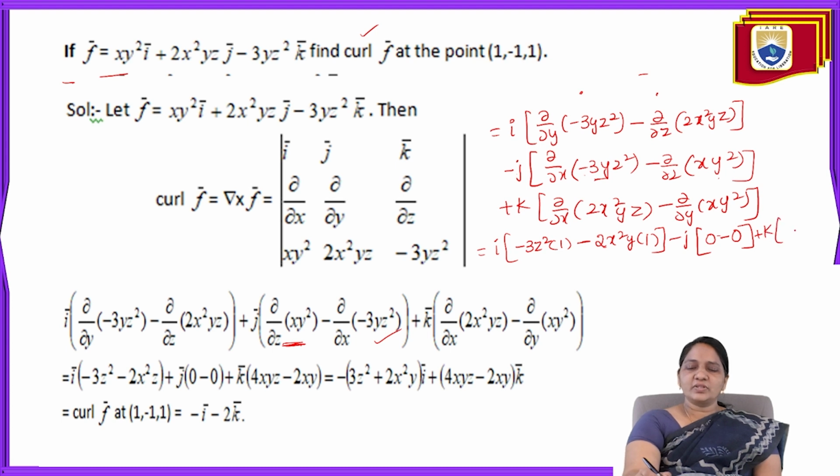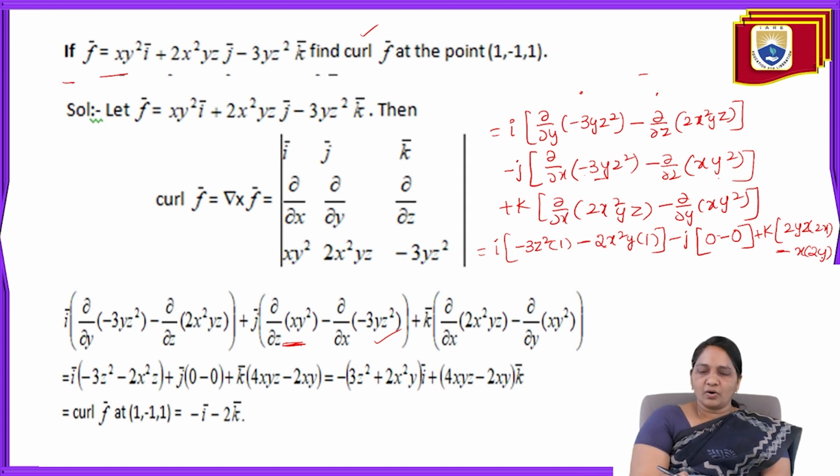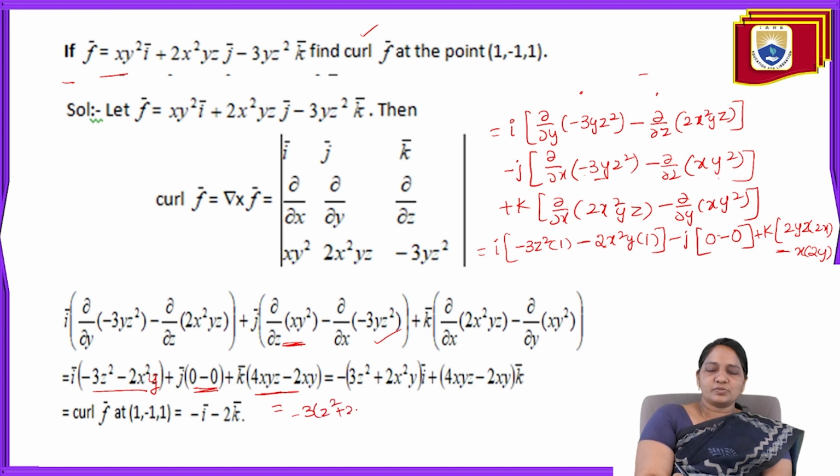Next, plus k. Here, with respect to x, 2yz is constant, so 2yz into 2x, minus, and with respect to y, x into 2y. Now we are simplifying this. First term is i into 3z square minus 2x square y. Second term is 0. Plus k, 4xyz, since 2yz into 2x, minus 2xy. So finally, after simplifying, I am getting minus 3z square plus 2x square y into i bar, plus 4xyz minus 2xy into k bar, because the j term is 0. So this is the curl F bar.